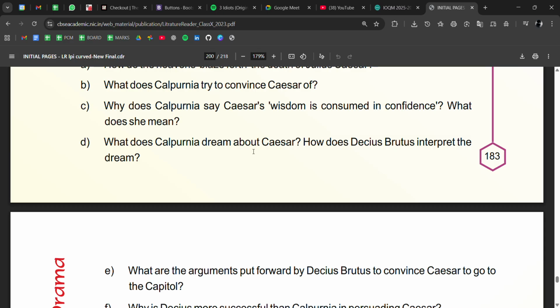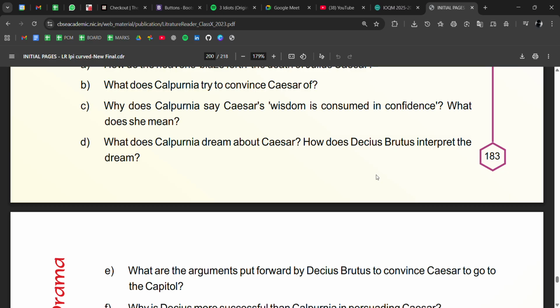So, what does Calpurnia dream about Caesar? How does Decius Brutus interpret the dream? Calpurnia dreams about Caesar having turned into a statue which was a fountain spouting blood all around, and lusty Romans were bathing their hands in it. So, a very bad scene that is. There was a fight taking place above the Roman Senate, out of which blood was falling everywhere.